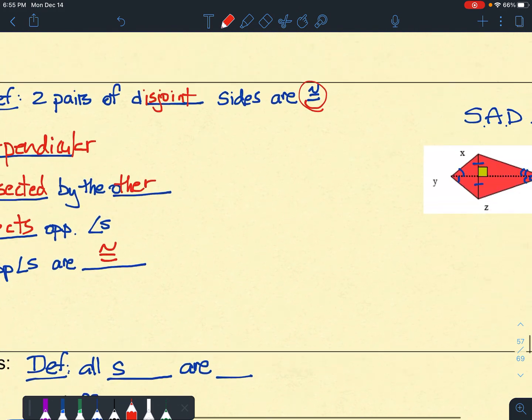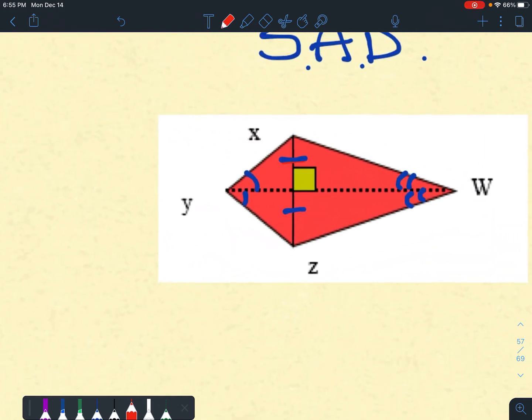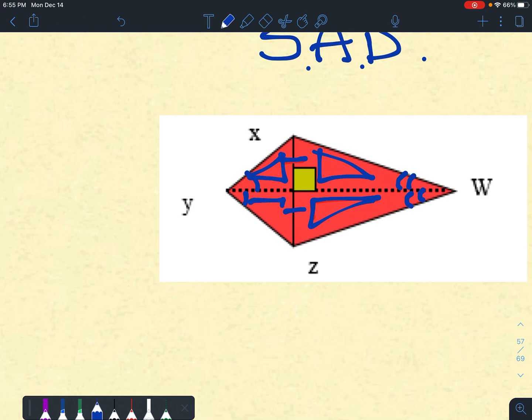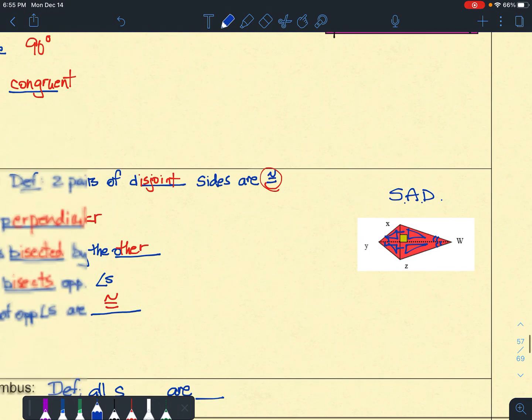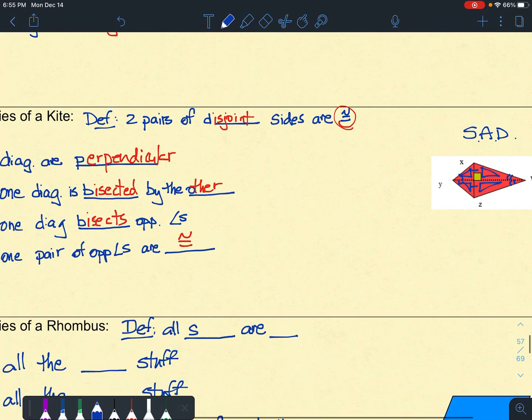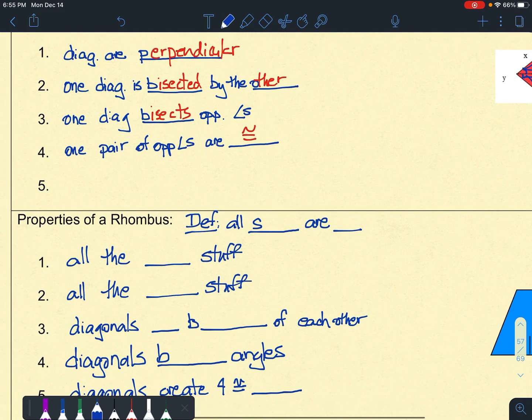One thing that the book fails to mention is that because they're perpendicular, we also end up with 4 right triangles here. So we get a right triangle here, right triangle here, yeah? And because they're perpendicular, then we obviously end up with those. And those come into play in lots of problems, now and in future chapters.